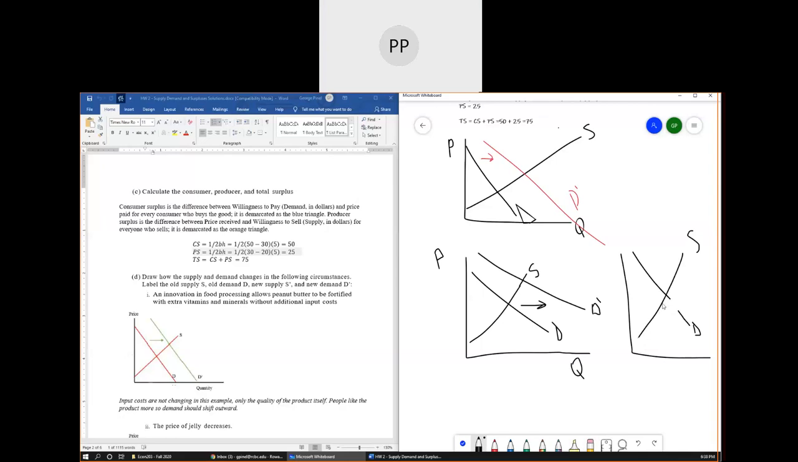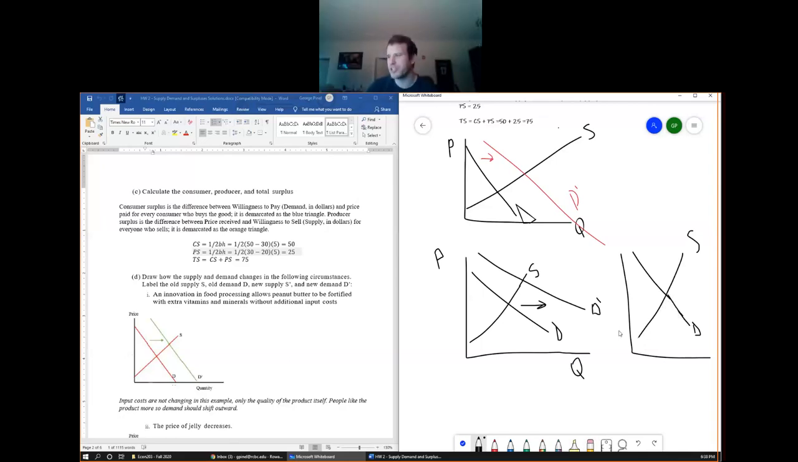Exactly. So if I said the price of peanut butter decreases and we're looking at the demand for peanut butter, the relationship of the demand curve is between price and quantity of peanut butter in this case. Okay. So if the price of peanut butter decreased, then it would look something like this, just a movement along the same demand curve. So going from here to here, here to here, something like that. The underlying relationship of the demand curve would not have changed.